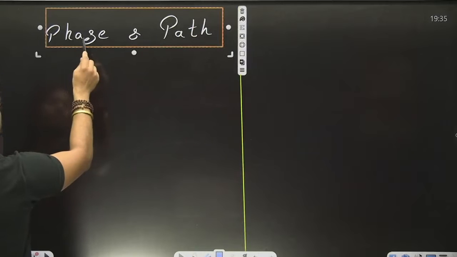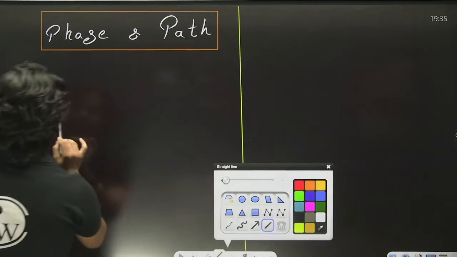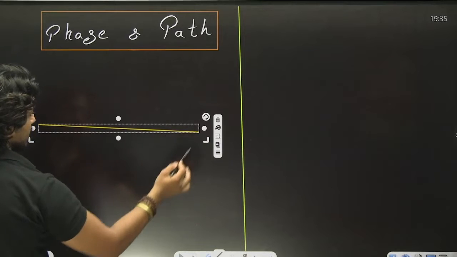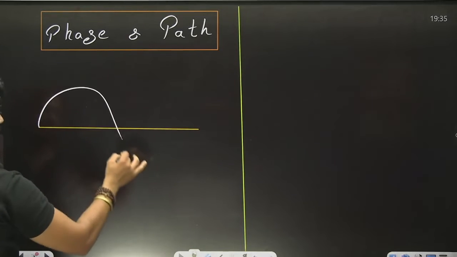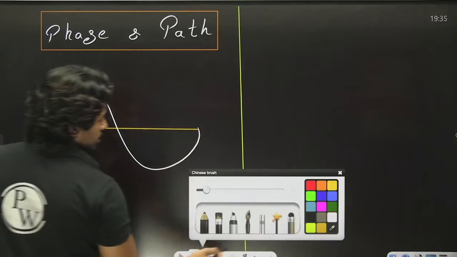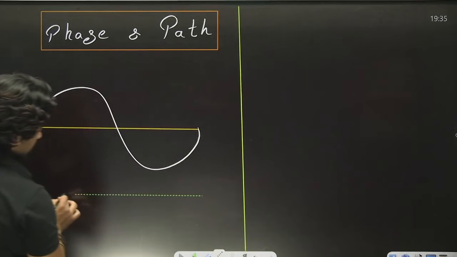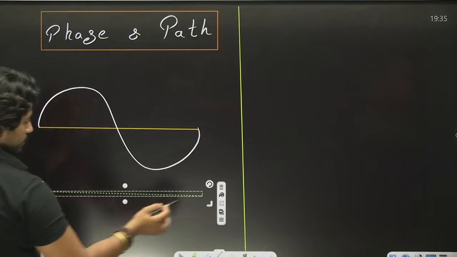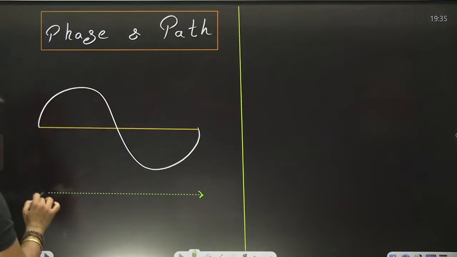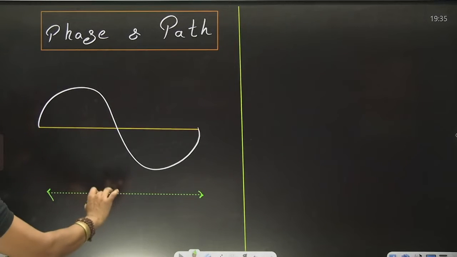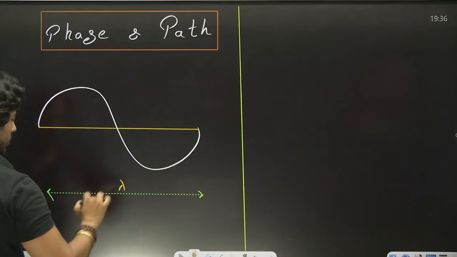Yeah, definitely yes. How do we represent a wave? A wave is represented something like this. What is the distance traveled by the wave in one complete time period? This is what we call the wavelength, lambda.